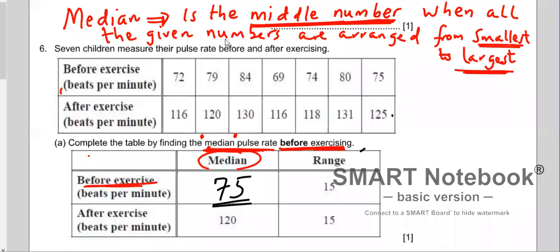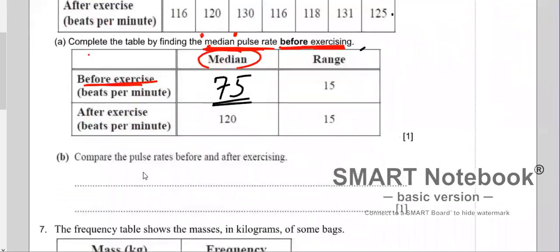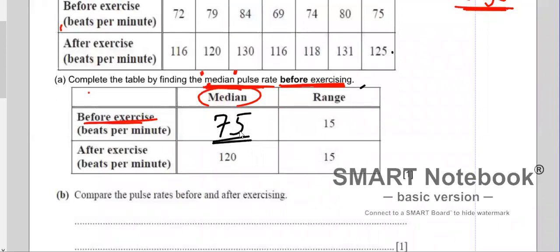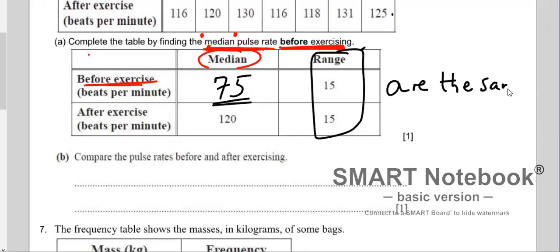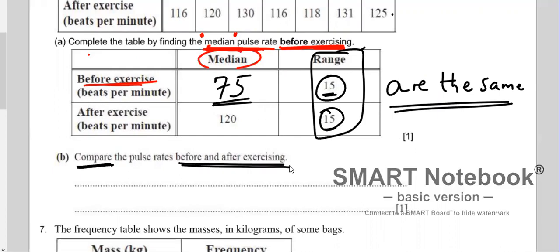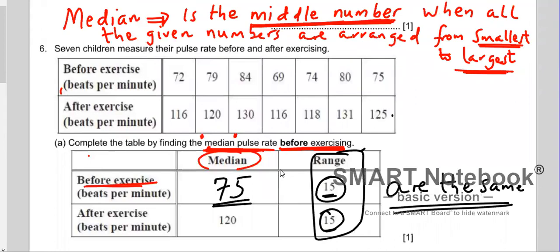Sorry for the interruption that happened, but let us proceed. Now, we already know that the median before exercise is 75 beats per minute. And next time, I'll be coming to talk about the range. But since the ranges are the same, for now let me ignore the concept of range, because in future I'll be coming back to explain the significance of a range when you are to compare two distributions or two sets of data. But for now, the median before exercise we got 75, and the median after exercise was given as 120.